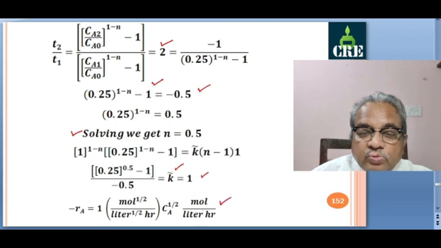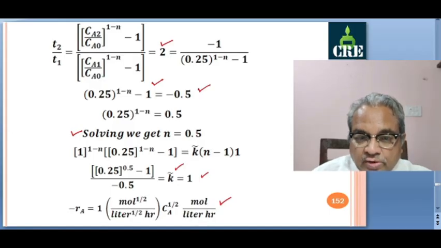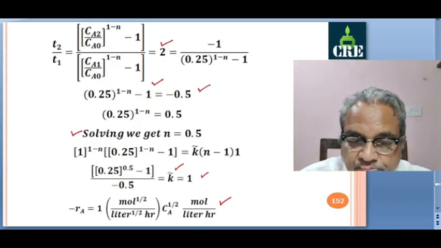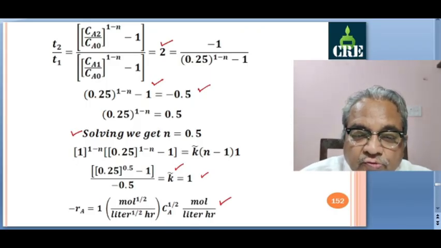Rate is expressed in moles per liter per hour, and for this half order rate constant, the units will be time inverse into concentration raised to 1 minus n. N is half, so 1 minus half is half. So moles raised to half divided by liter raised to half divided by hour. So this is the unit of the half order rate constant.